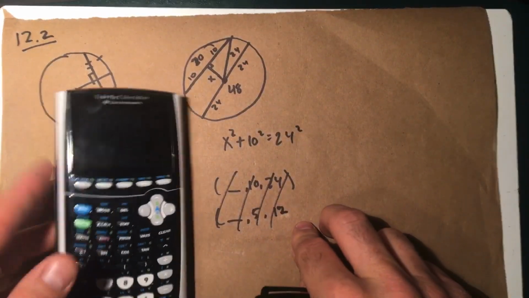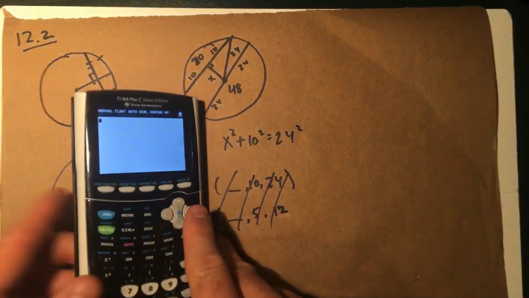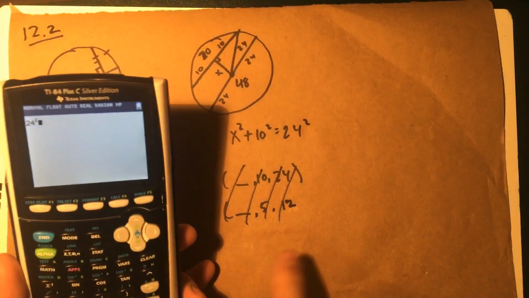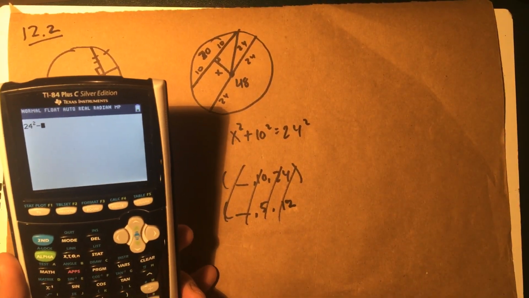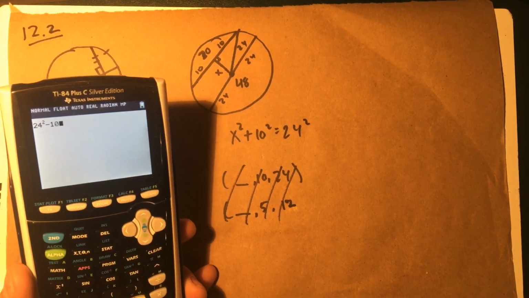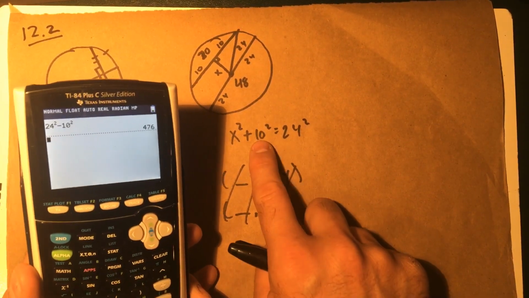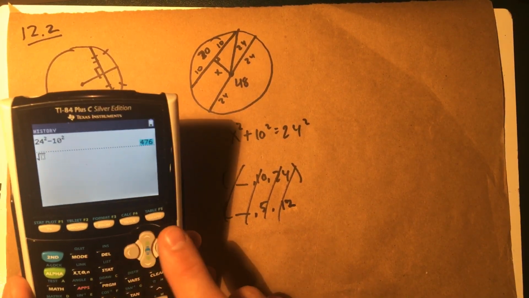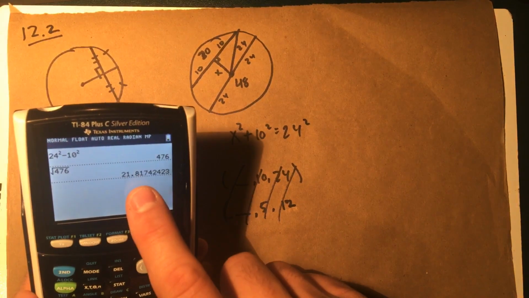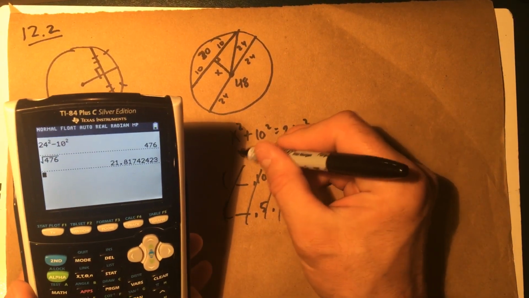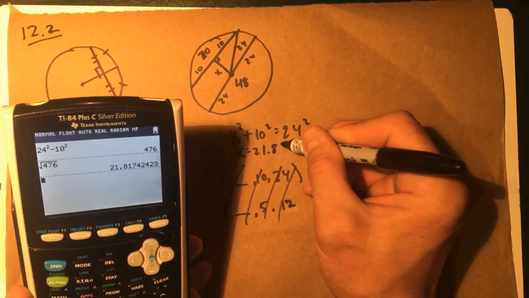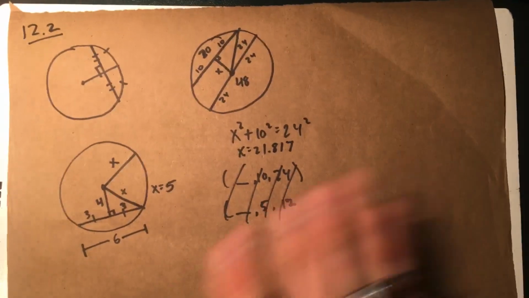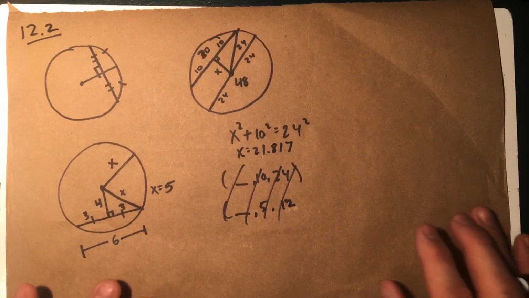So now I'm just going to go here and use my calculator and say, all right, let's go 24 squared. They always say nearest tenth. I always like nearest thousandth. You know that about me. 24 squared minus 10 squared is 476. The square root of that is 21.817. Okay, so something like that is kind of cool. So all these different little things with that.